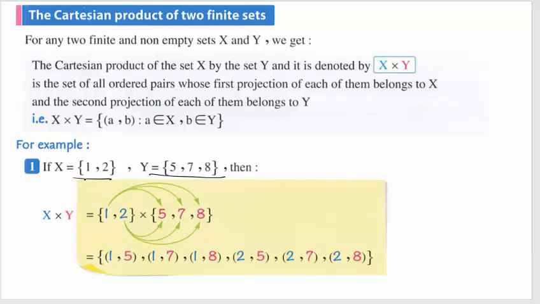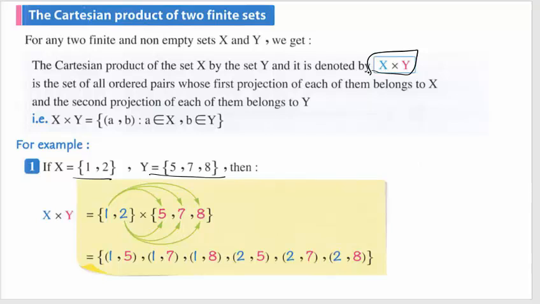What is the meaning of Cartesian product? What is the meaning of x product y? What is the meaning of what I'm looking forward to find? The Cartesian product of the set x by the set y, which is written in this form, x product y, is the set of all ordered pairs whose first projection is from the set x and second projection is from the set y. This means that I'm asking you to find all the possible ordered pairs.